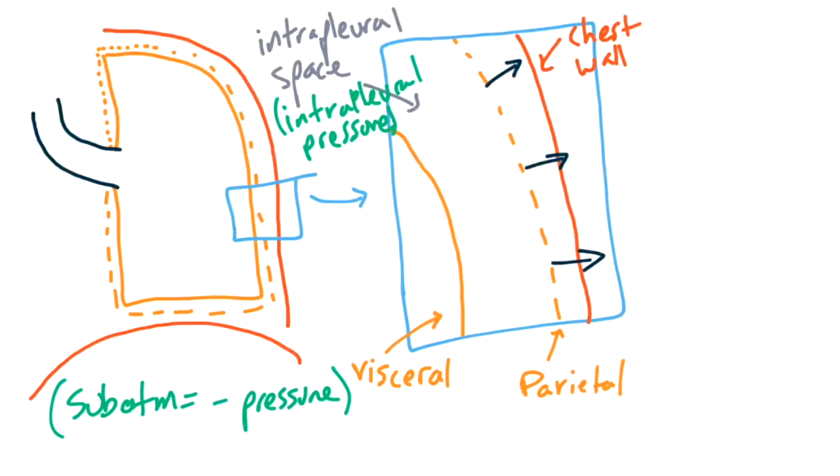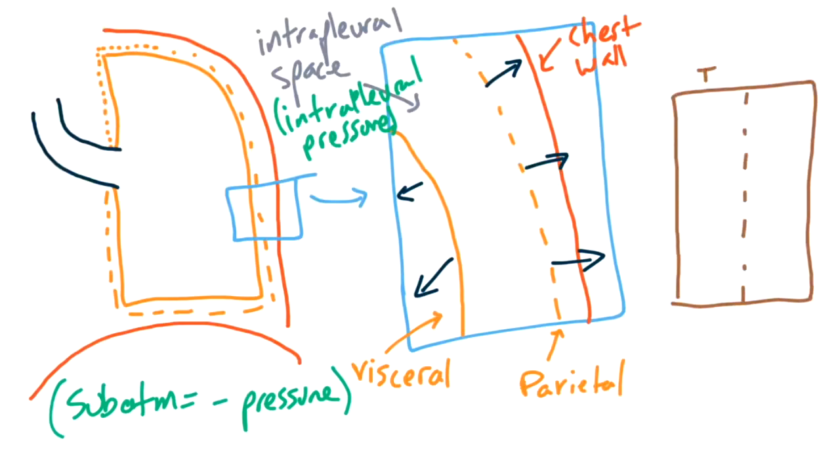The elastic recoil of the lungs has a natural tendency to collapse inward, which creates an inward pull on the visceral pleura like this. As you can see, the outward expansion of the chest wall and the inward collapsing force of the lungs oppose each other. The pull in opposite directions creates a vacuum-like force within the intrapleural space. So let's quickly redraw figure 3.6 from your text. So this represents inspiration, this represents expiration.